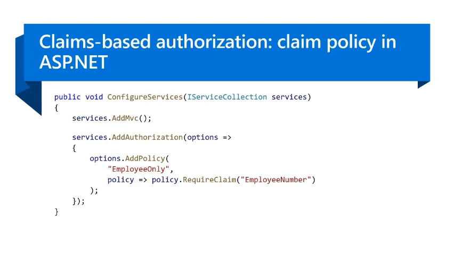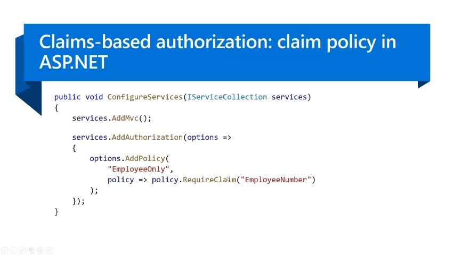So, claim based authorization, claim policy in ASP.NET. The simplest type of claim policy looks for the presence of a claim and doesn't check the value. First, you need to build and register the policy. This takes place as part of authorization service configuration, which normally takes place in ConfigureServices in your startup.cs file, where you say add authorization with options, add policy EmployeeOnly, and the policy means it requires a claim, EmployeeNumber.